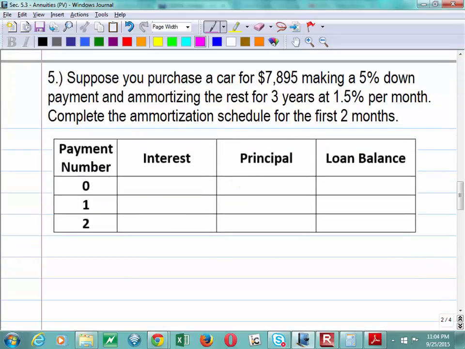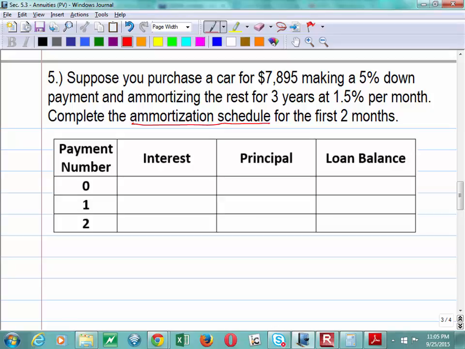Alright, so let's do an amortization schedule. An amortization schedule shows how much out of each payment goes for interest and how much goes for principal. Alright, so suppose you purchase a car for $7,895, making a 5% down payment and amortizing the rest for 3 years at 1.5% per month.